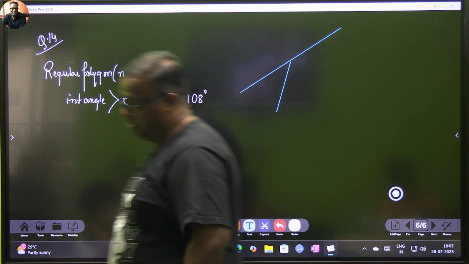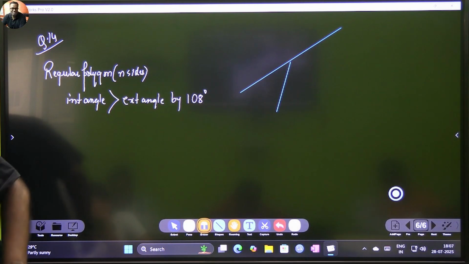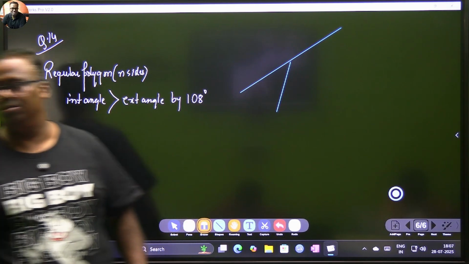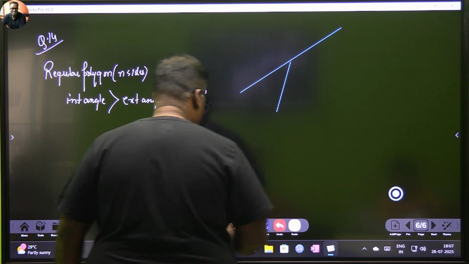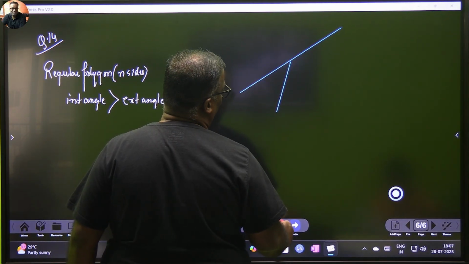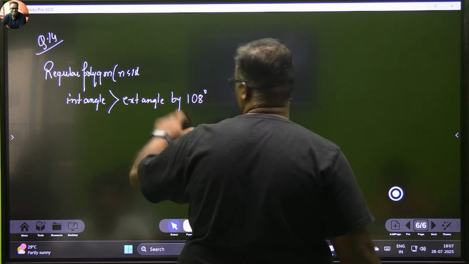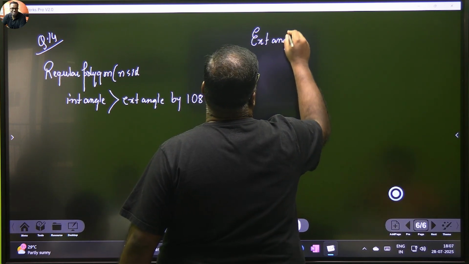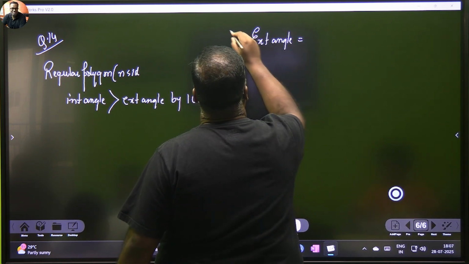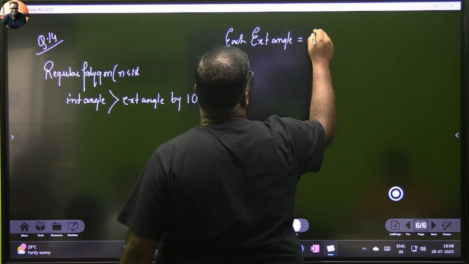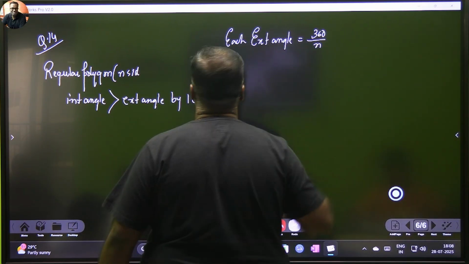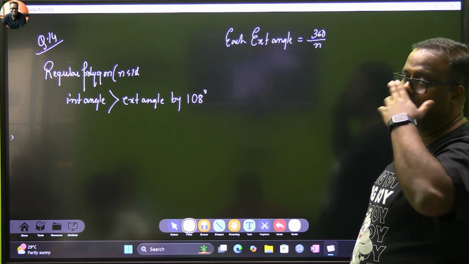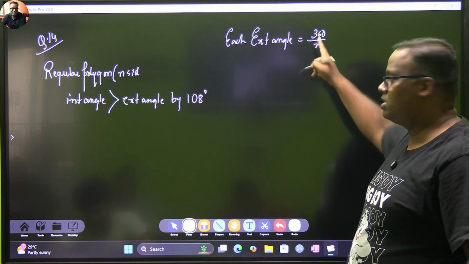What does the question say? The interior angle of a regular polygon exceeds its exterior angle by 108 degrees. Exceeds its exterior angle, right? So we will not do it in this manner. Just leave it. Now tell me one thing. Each exterior angle should be how much? 360 divided by n. There is no confusion about it, because it is regular. The sum of all the exterior angles is 360 degrees, so each exterior angle is this much.